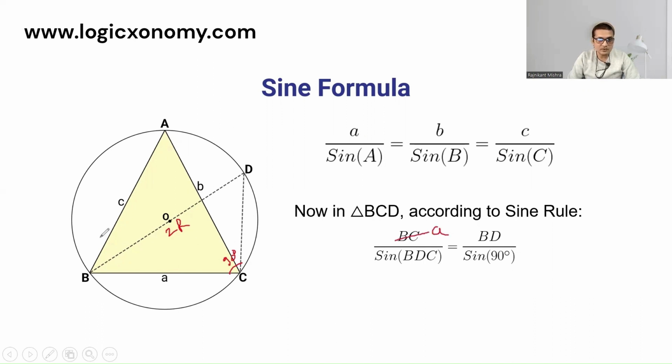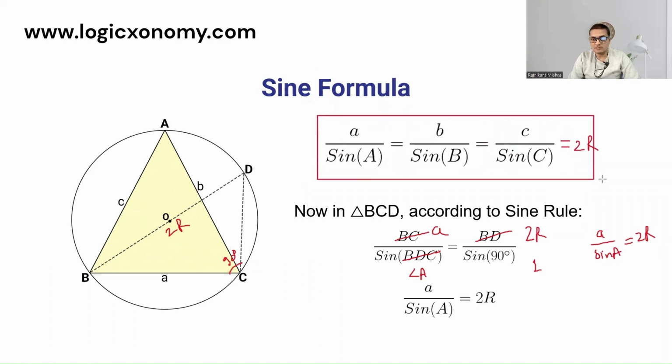Angle BDC is equal to angle BAC, which means we can write angle BDC as angle A. Here BD is equal to 2R and sine 90 is equal to 1. So a by sine A is equal to 2R. Now this is the complete sine formula.